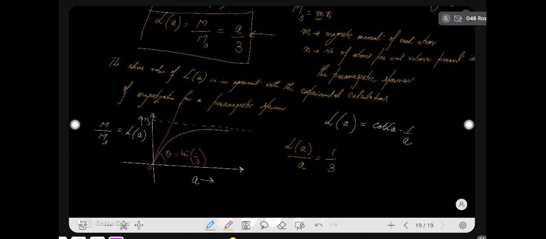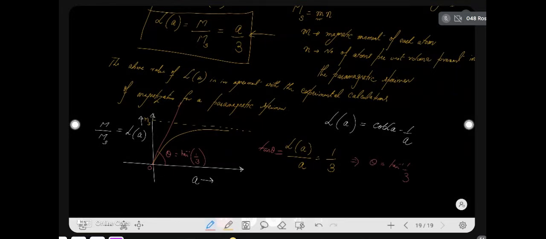A equal to 1 by 3. Y versus X, this is nothing but the slope. That is equal to tan theta. This implies theta is equal to tan inverse 1 by 3.